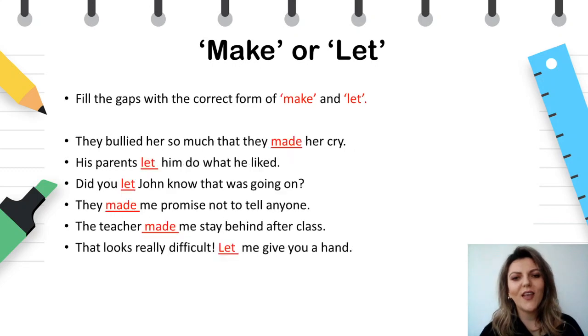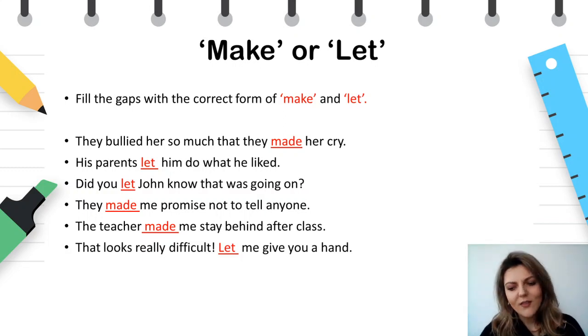Okay, let's check the answers together and see if you did a good job there. They bullied her so much that they made her cry. His parents let him do what he liked. Did you let John know that was going on? They made me promise not to tell anyone. The teacher made me stay behind after class. And the last one, that looks really difficult. Let me give you a hand.